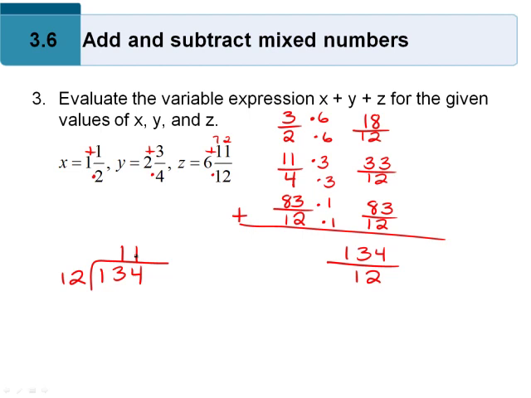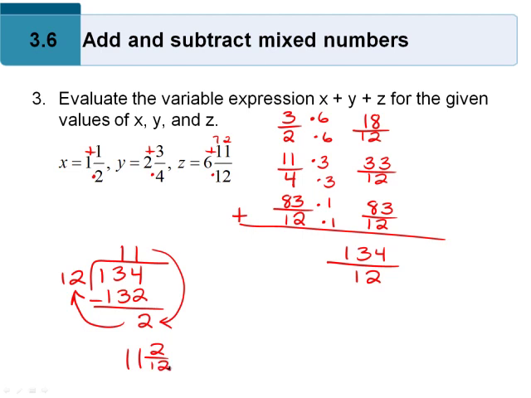Okay? Now, you multiply 11 times 12. It's like the one multiplication table I always have a hard time with. That's 132. Okay? We subtract. That just leaves 2. So we have as our mixed number 11 and 2 over 12.